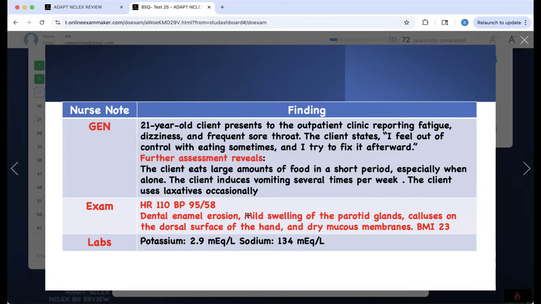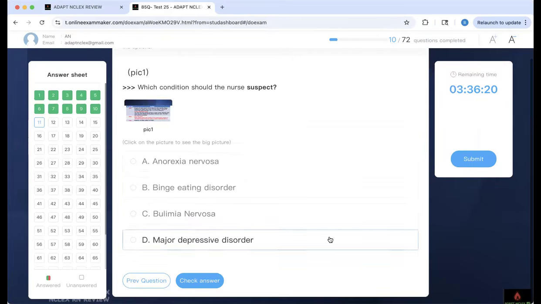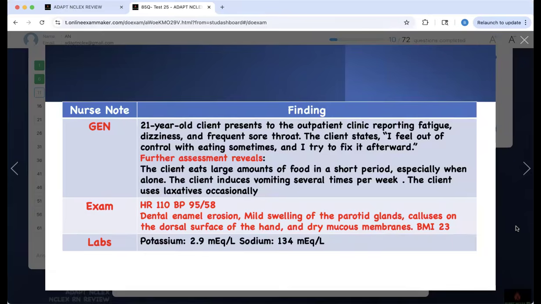Go over the question again. Analyze it the way I analyze it. When you're taking the NCLEX, do the same thing. You see, you know what is going on. A bunch of words, but I've summarized it as one thing. Is this anorexia? Is this binge eating disorder? Bulimia nervosa? Major depressive disorder? What do you think? Look at the case again. Make your diagnosis. Number 10. Stop the video and then make your diagnosis.